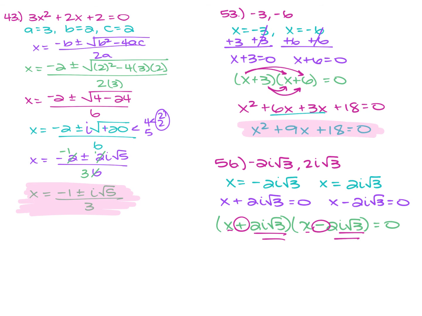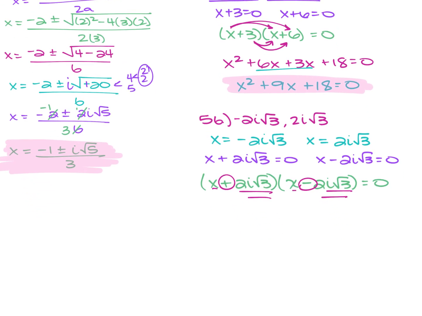So if you're not comfortable with using the difference of squares method, you don't have to use it. You can just FOIL it out, combine like terms. You'll get the same answer. If you are comfortable using it, you can just take that first term, square it, minus the second term, and square that.